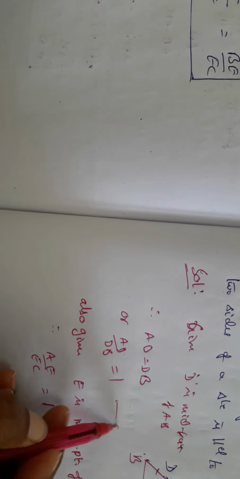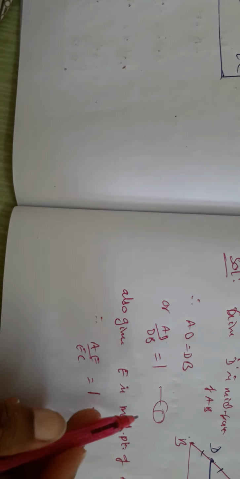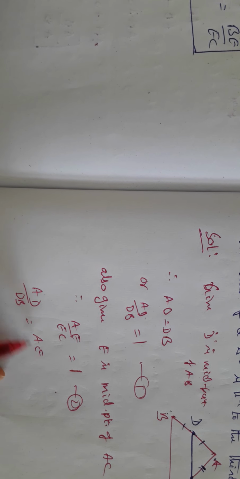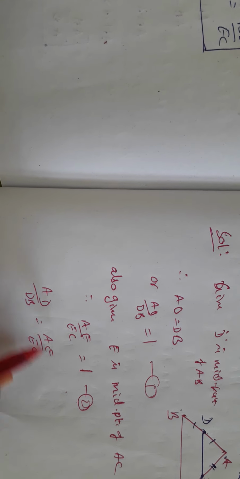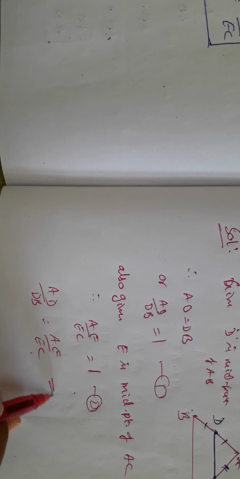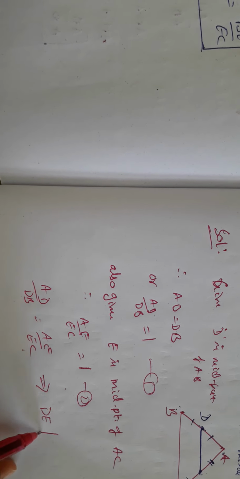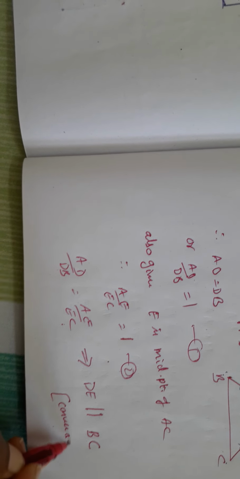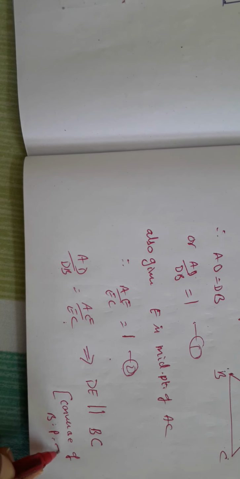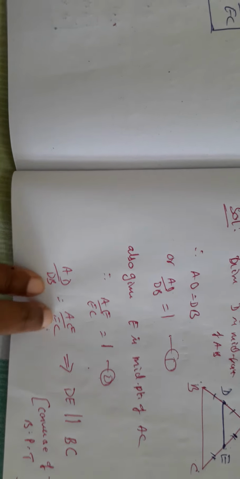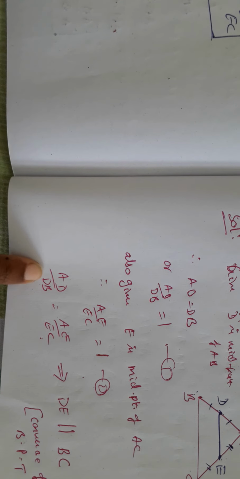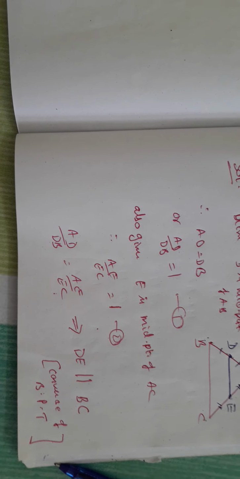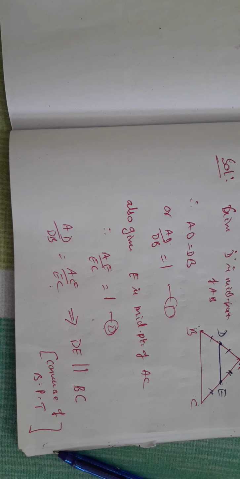Right, so now from 1 and 2, it is very much clear that AD by DB is equal to AE by EC. Which implies that DE is parallel to BC. This is from the converse of the basic proportionality theorem. If a line is satisfying this condition, then that line should be parallel to the third side. This is what the converse of the basic proportionality theorem is. Right? So this is how it is.